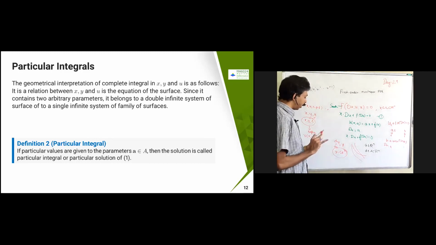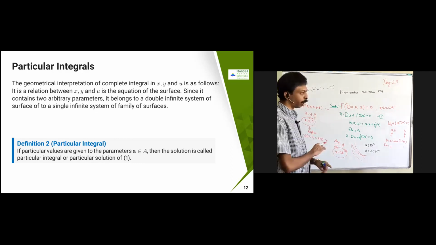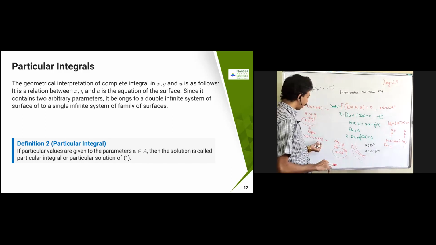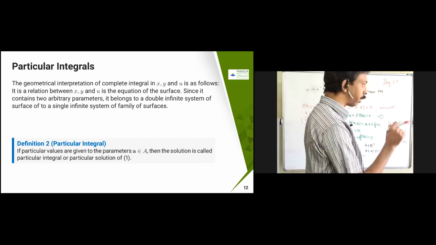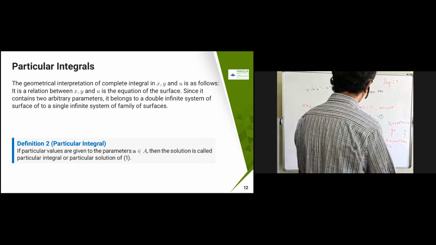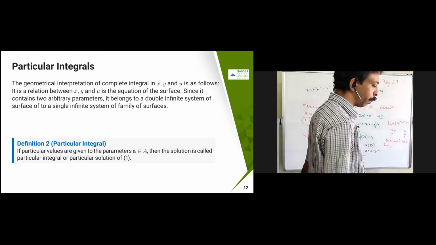Here you have two parameters, therefore you are going to get a double infinite system. If I have only one parameter, then I have an infinite family of surfaces. But I have two parameters here, a and b. Therefore, it is a double infinite system of surfaces, because I can fix a and vary b, or fix b and vary a.